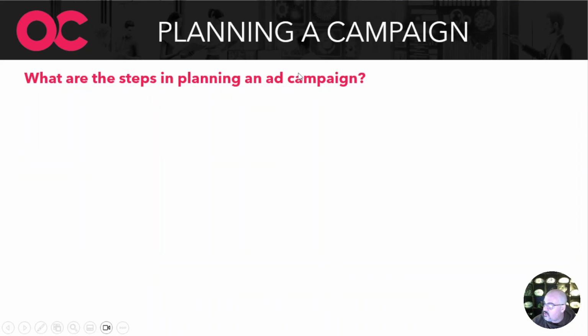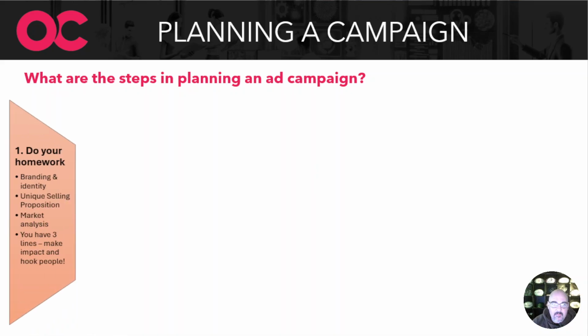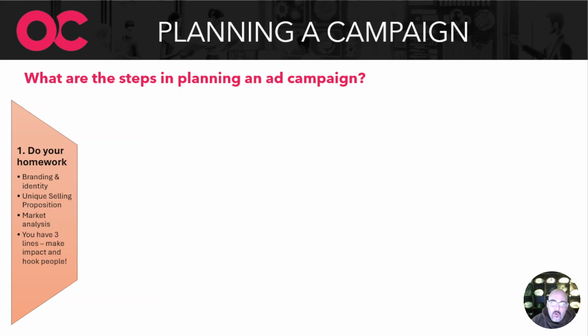Okay, let's move on here and just have a look at the steps in an ad campaign. So, number 1, do your homework. We talked about keyword research. We want to make sure that we've got all of the branding and identity for our ads and our landing pages completely set up. So, the branding that's in the ad needs to match the branding on the landing page. So, we need to make sure that we've got all of that set.